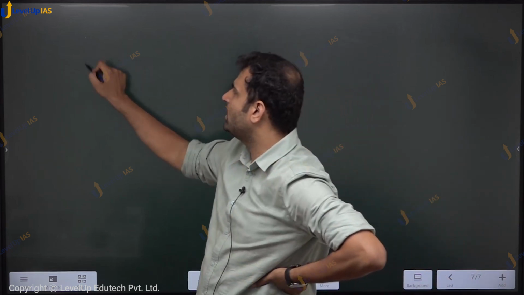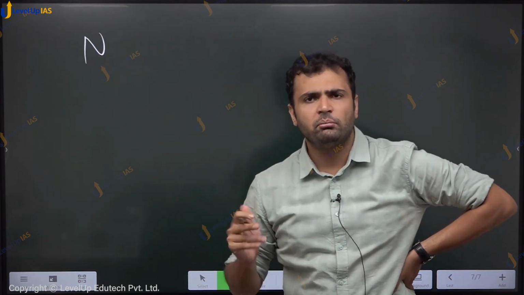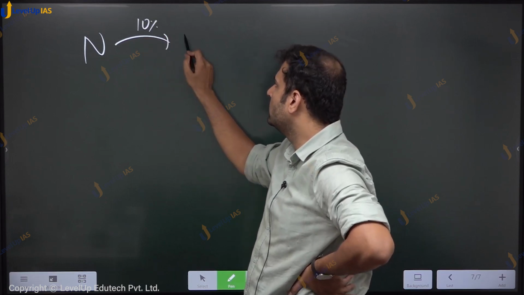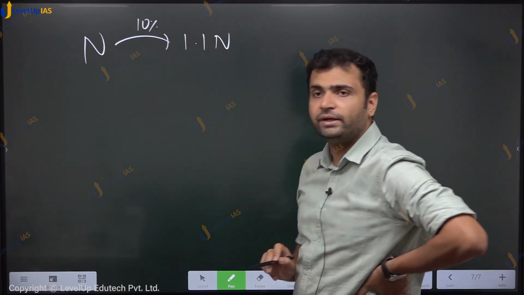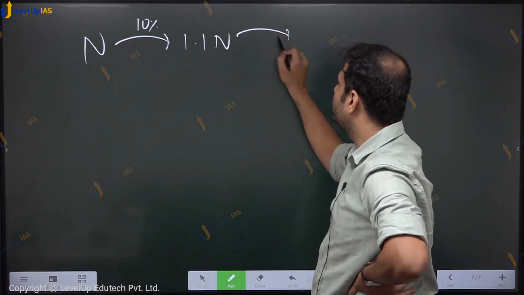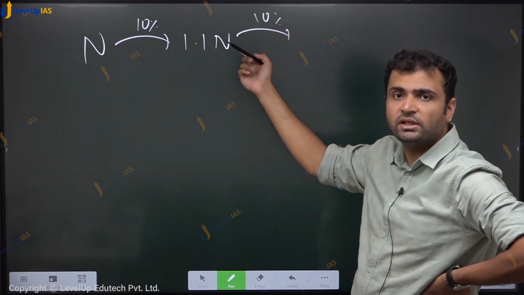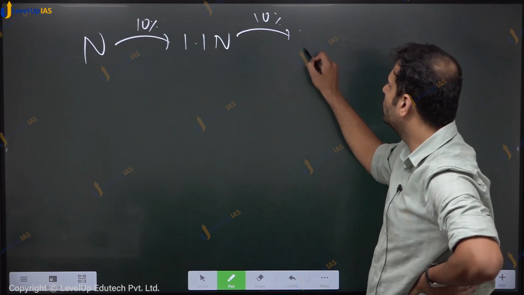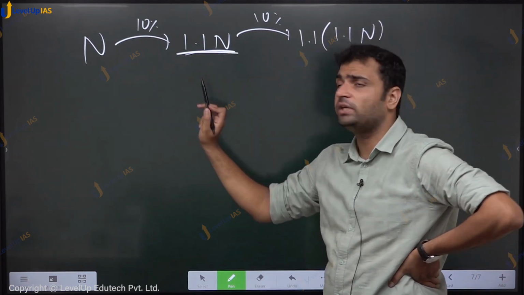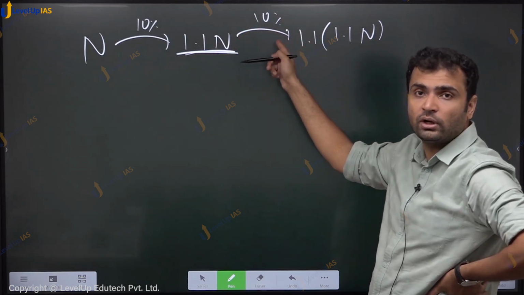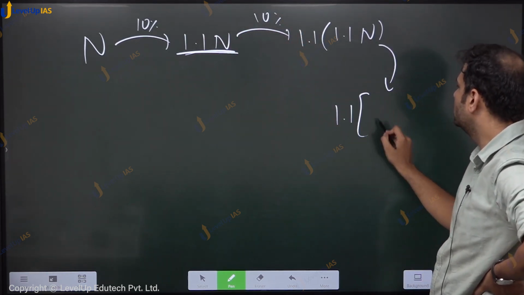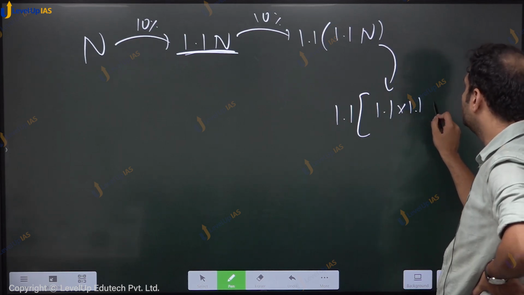So let's assume the initial population is some n. Next year, what will be the population? It is a 10% increase, so it will be 1.1 into n, right? This is year number 1. Now in the second year, it will increase by 10% again, so it will be 1.1 of 1.1 n, because now this is the population of the city, and the 10% increase will be on that. For the third year, it will be 1.1 into 1.1 into 1.1 n.